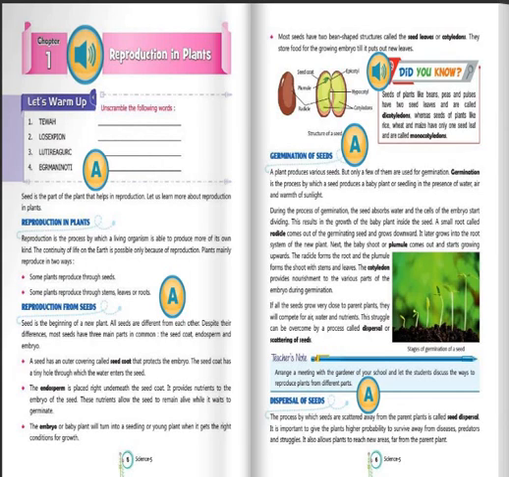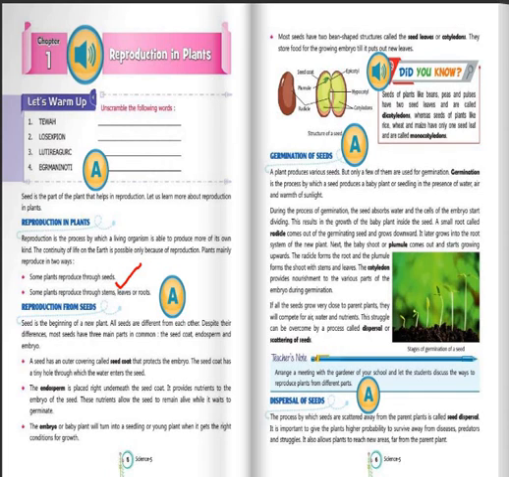Now, plants reproduce mainly in two ways. One is reproduction by seeds, and another is reproduction by parts of its body parts. For example, some plants may reproduce through stems, leaves, or roots. Now, we will learn about reproduction from seeds, or how plants reproduce through their seeds.